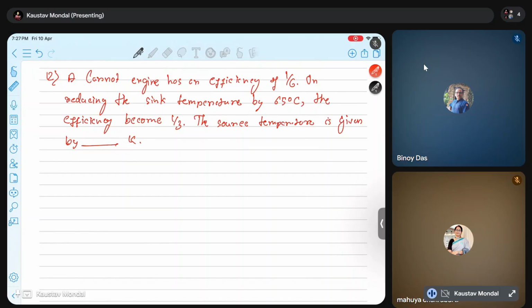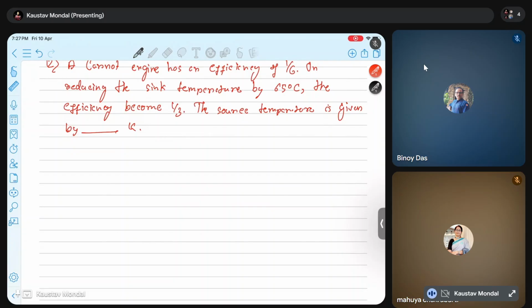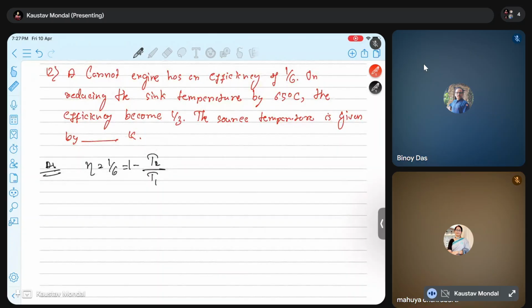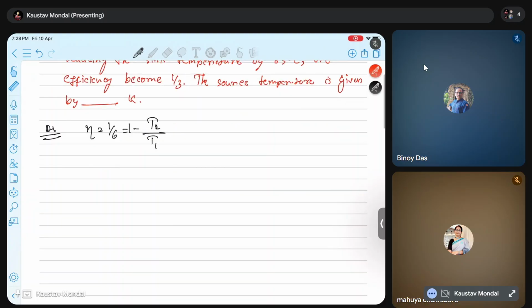So initially the efficiency is given by 1 by 6. So initially eta is 1 by 6. That means 1 minus T2 by T1 is equal to 1 by 6. Now for the second case where the efficiency becomes 1 by 3, the sink's temperature is reduced by 65 degrees. The source temperature we have to find out. So from here you can write T2 is 5 by 6 of T1.